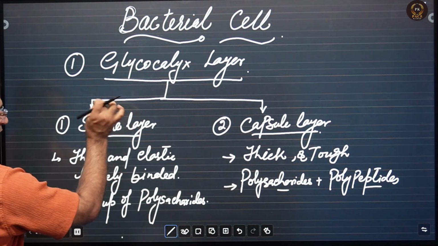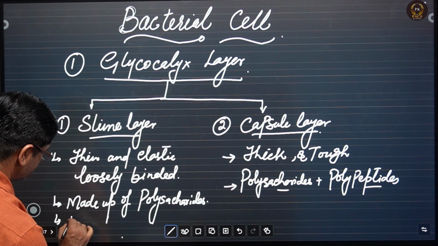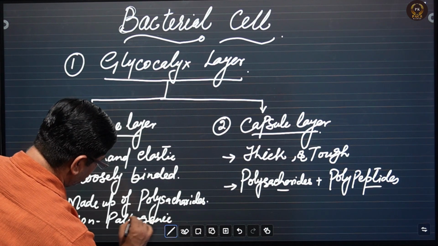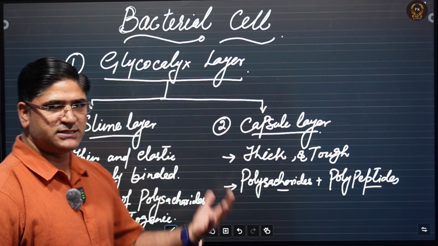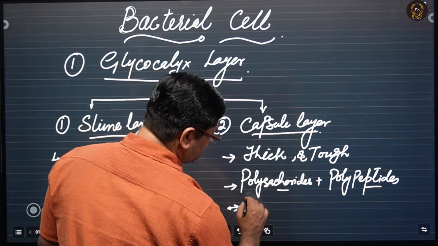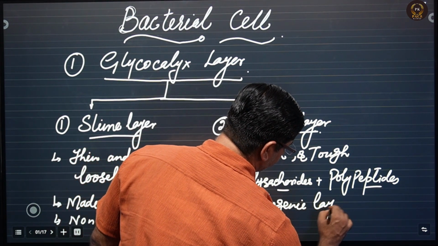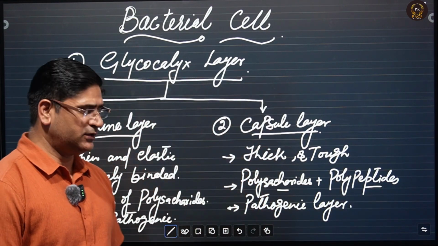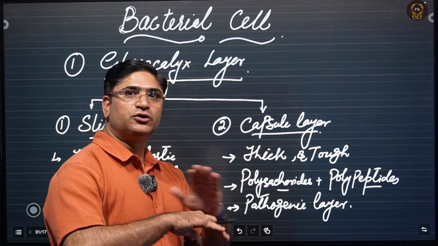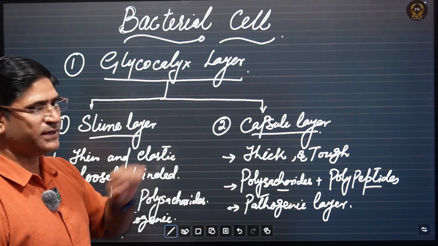Next, remember that the slime layer present in the bacteria is non-pathogenic. It doesn't cause any diseases. But the capsule layer is pathogenic. So if any bacteria has the capsule layer, that bacteria is able to cause disorders or diseases. It can be a disease-causing organism. So that's the pathogenic layer.